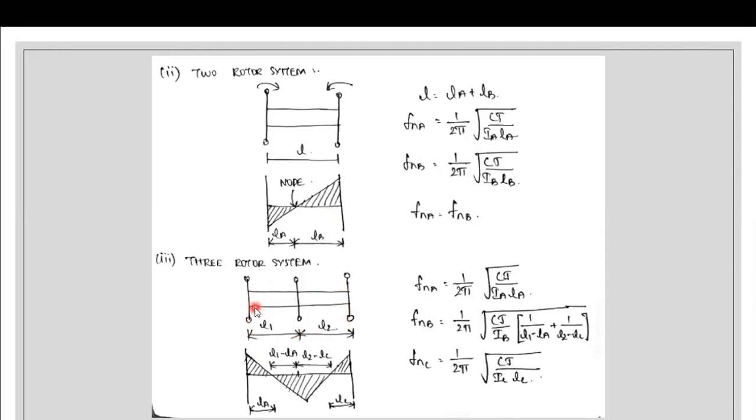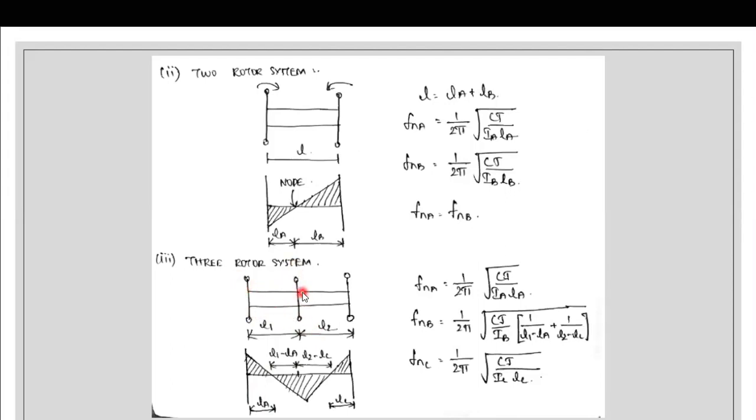Here, just imagine that A is rotating clockwise, B should rotate anti-clockwise, and C will be rotating clockwise. That is, any two rotors can be rotating in the same direction, and the third rotor should be rotating in the opposite direction. If two nearby rotors rotate in the same direction, then we won't get any node here. So that is the purpose of rotating the middle rotor in the opposite direction.